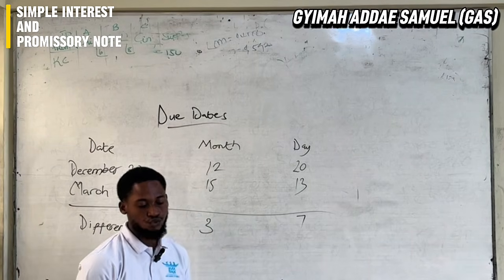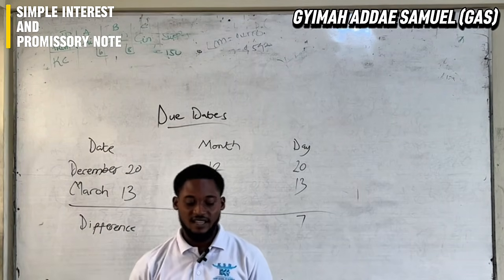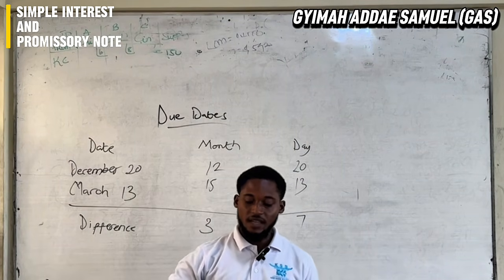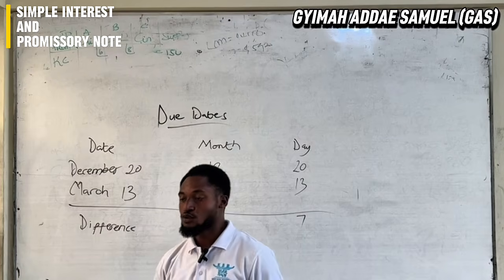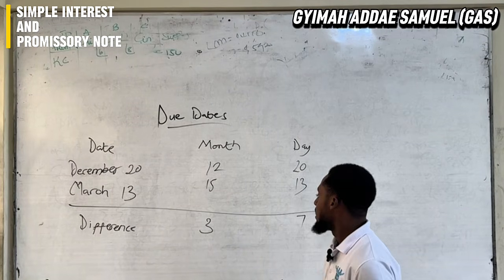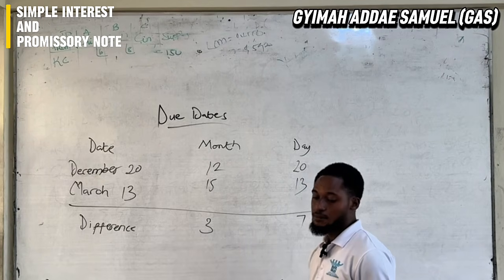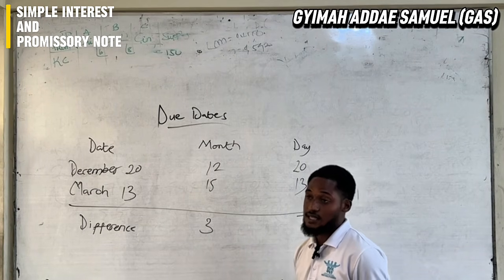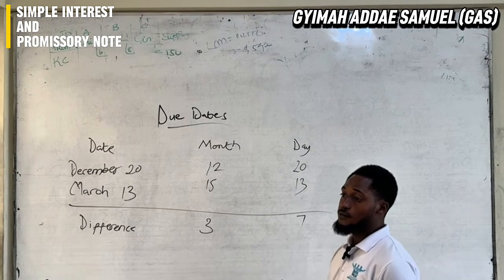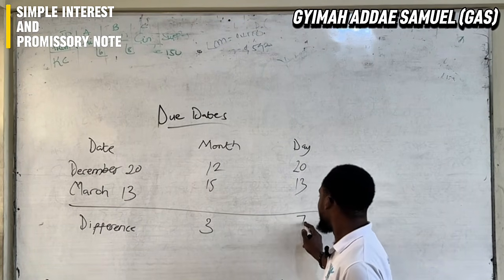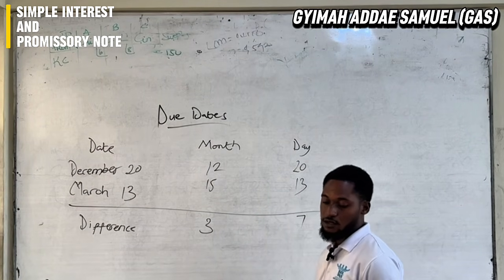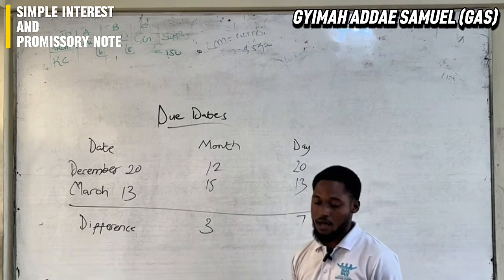So now you convert the 3 months, 7 days to days by multiplying the 3 by 30. In order to get the approximate number of days, you multiply this 3 by 30, which represents 30 days. And when you multiply it by 30, the figure you get, you add the days to it, getting your approximate number of days.